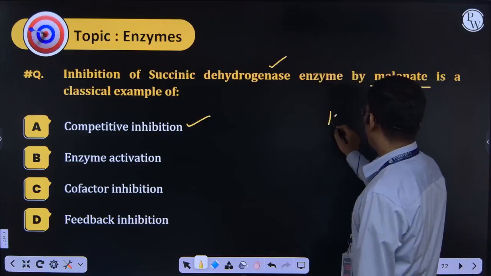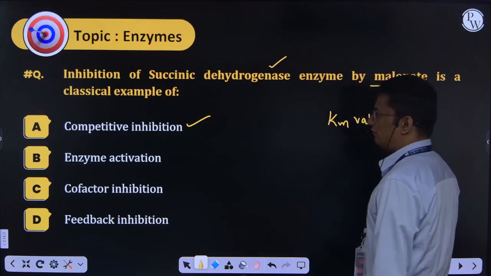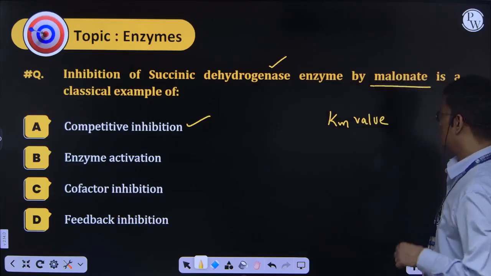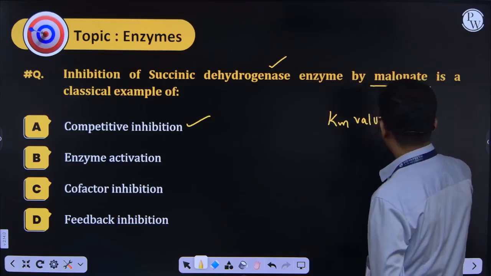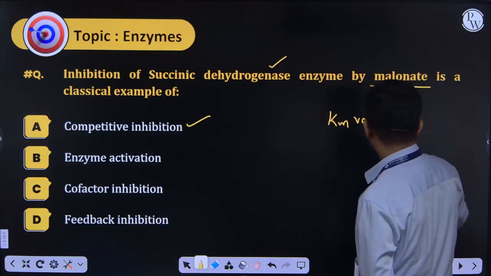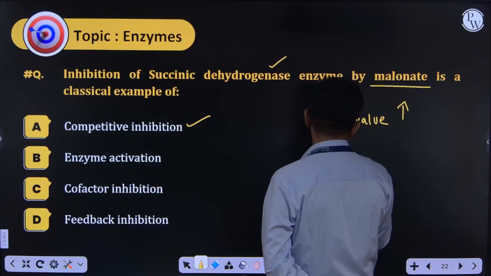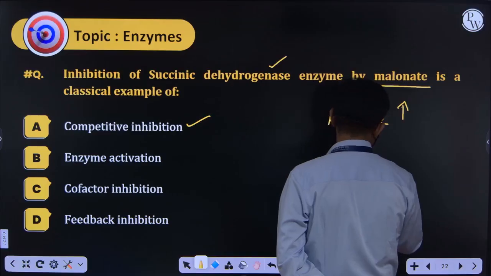So in competitive inhibition, what about the Km value? Km is the substrate concentration at which half Vmax is attained. The Km value will increase. Then Vmax remains the same.